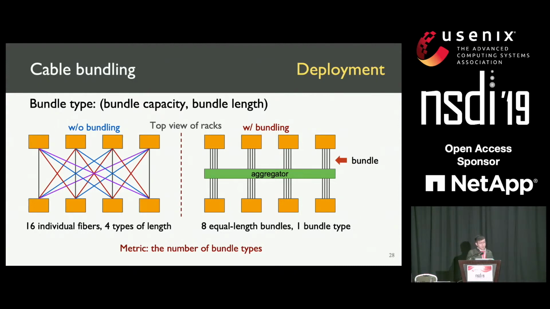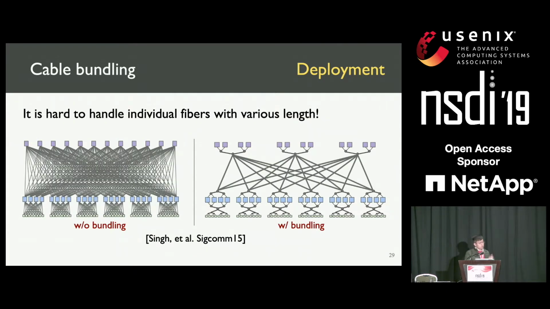We can expect that if the number of bundle tabs increases, the complexity of manufacturing, packaging, and cable routing can increase. So we use the number of bundle tabs as one metric to quantify the varying complexity. So this figure visually shows how bundling reduces the varying complexity of Google's data center networks.